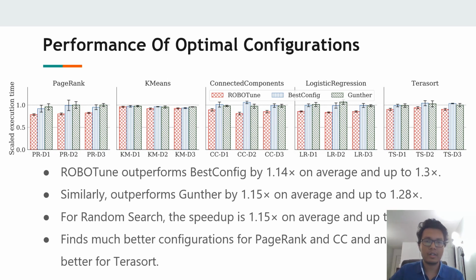We first compare the different optimal configurations found by the 3 tuners. ROBOTune outperforms BaseConfig by 1.14 times on average and up to 1.3 times. Similarly, it outperforms Ganthar by 1.15 times on average and up to 1.28 times. We can see similar result for random search. We can see that ROBOTune finds much better configuration for PageRank and connected components and moderately better for TeraSort.